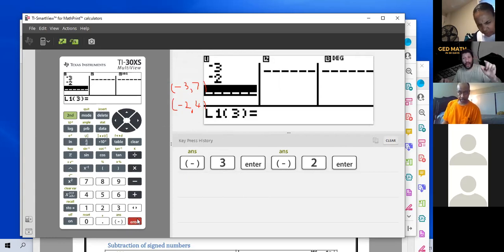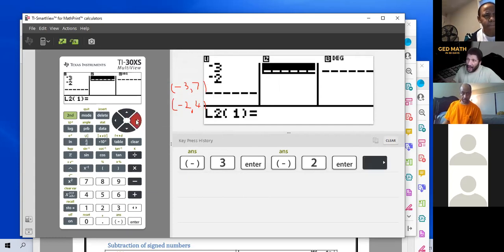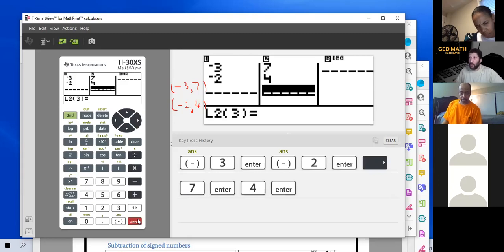Now, we entered our X values into our first column. So our X values go in the first column. We're going to hit our right arrow to move to the second column. That's where our Y values are going to go. So we're going to hit 7, enter, and 4, enter. What you should notice on the screen right now is you should have both of your points on your calculator. So now your first point is (-3, 7), your second point is (-2, 4).